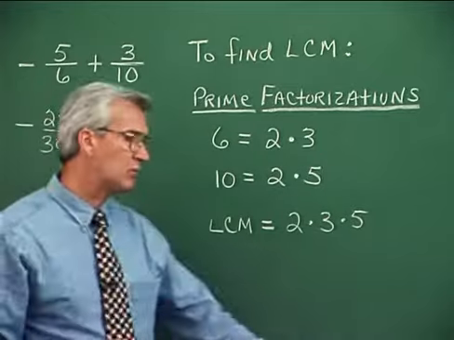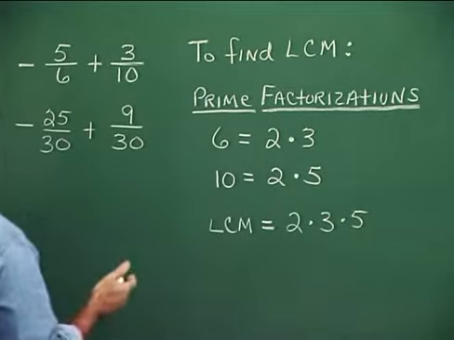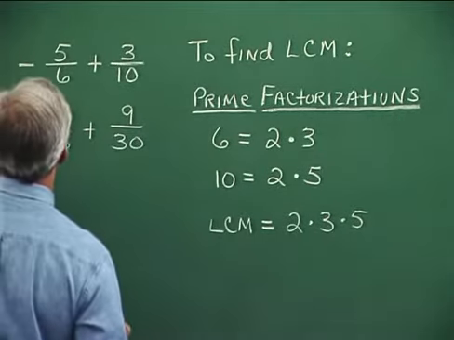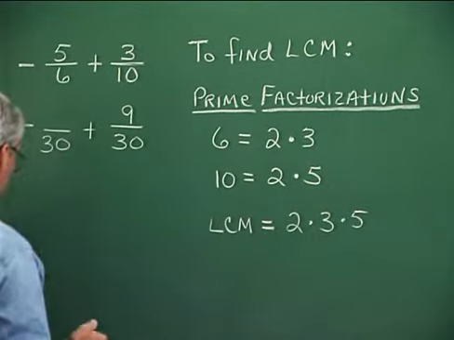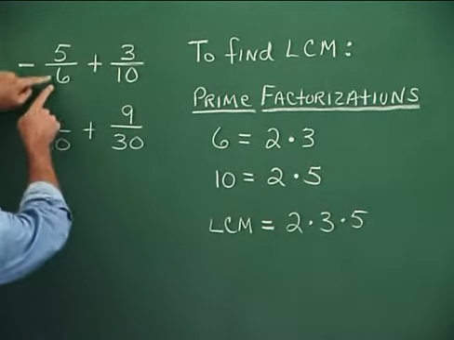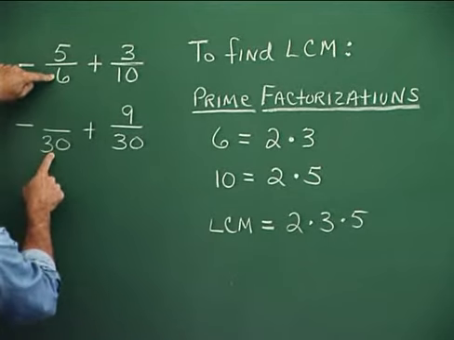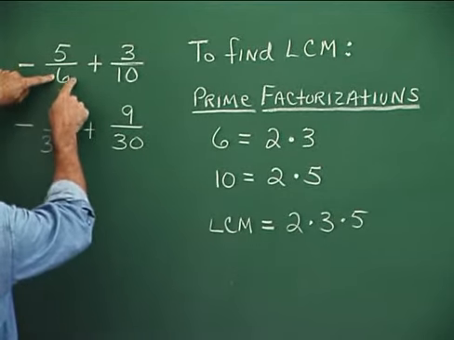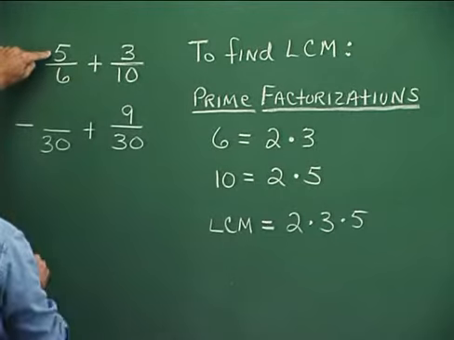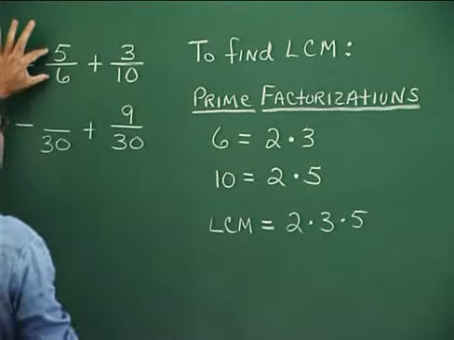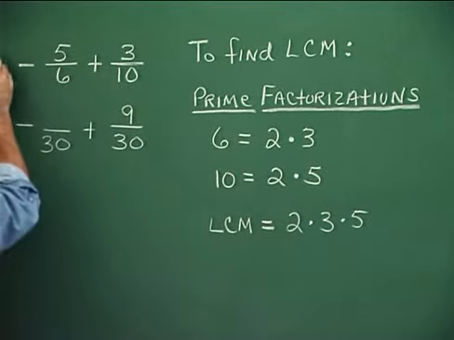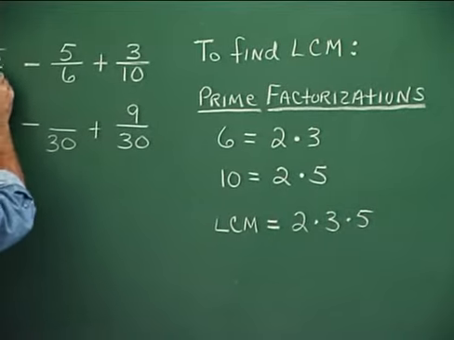Another way is like this, where we're thinking, gee, if we're going to change into so many 30ths here, what do we need to multiply 6 times in order to get 30. 6 goes into 30 5 times. So we're multiplying this by 5. That means we have to multiply that by 5. So fundamentally, we're multiplying this fraction by 5 over 5.